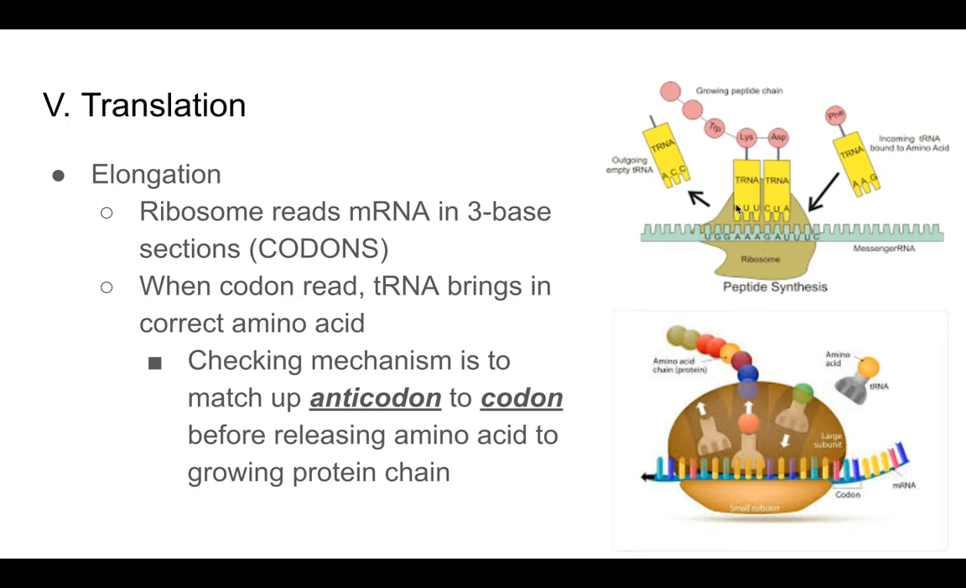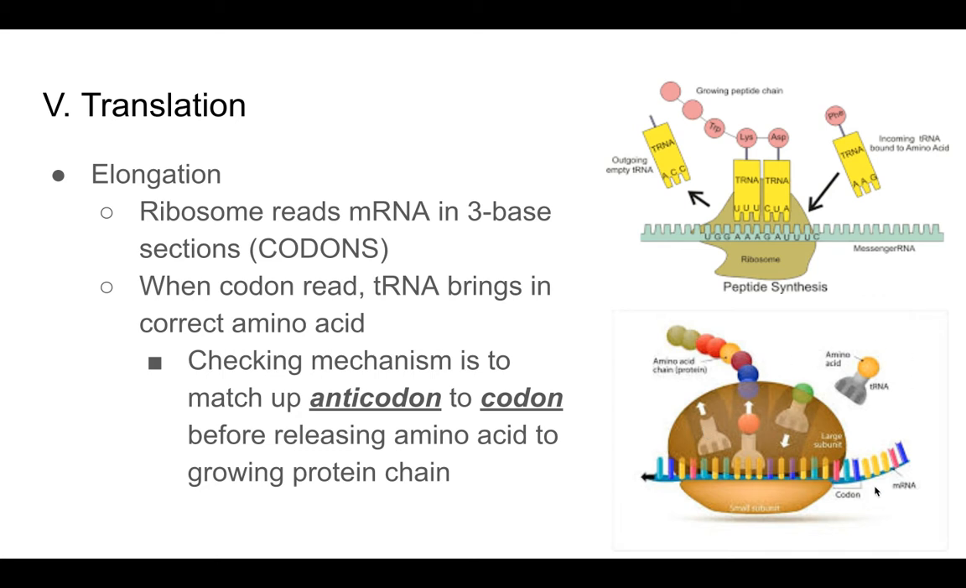The tRNA floats in, and think about what does A pair with? There's no T's in RNA, remember? So A pairs with U. As long as the tRNA that came in matches according to base pairing rules, so AAA would read UUU on the tRNA, as long as those two pair up, then this tRNA knows it can release its amino acid onto this growing protein chain. So it's a little checking mechanism to make sure that tRNA brought in the correct amino acid.